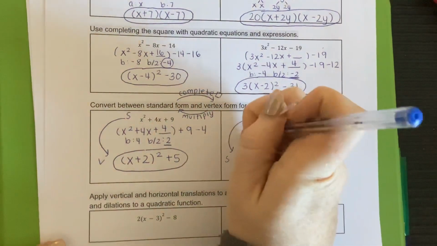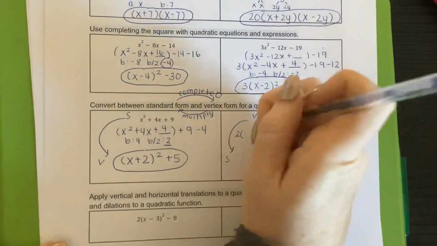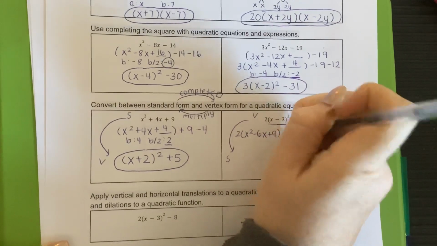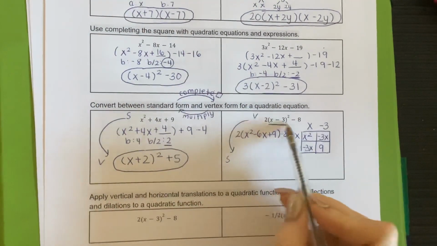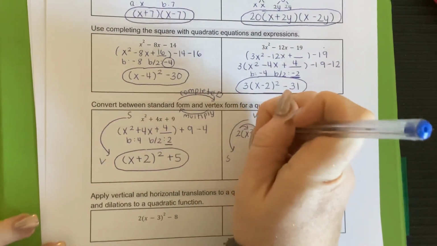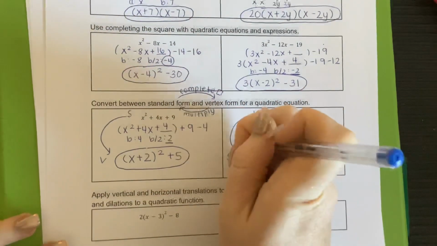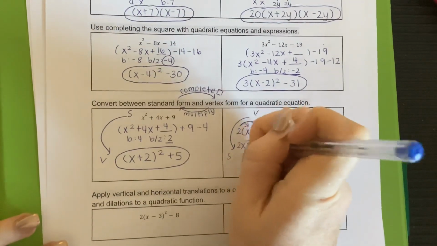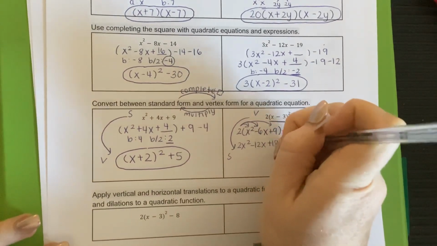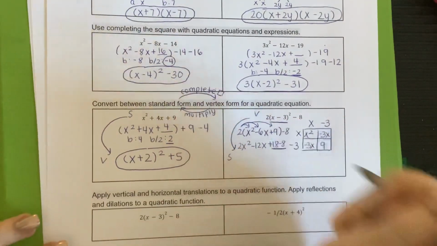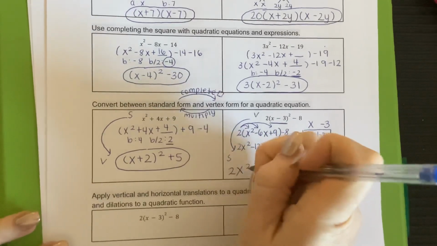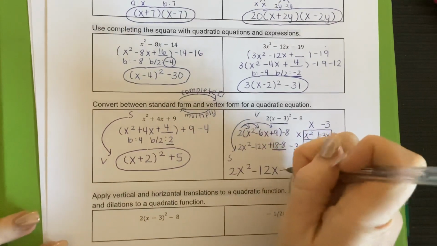So, let's rewrite what we have. We have 2 times x squared minus 6x plus 9 minus 8. So just rewriting this as what we got when we multiplied it out. Now I'm going to take that 2 and distribute it because you need to follow order of operations. So you're going to have 2x squared minus 12x plus 18 minus 8. And then these two right here, you're going to combine together. So we're going to get 2x squared minus 12x plus 10.